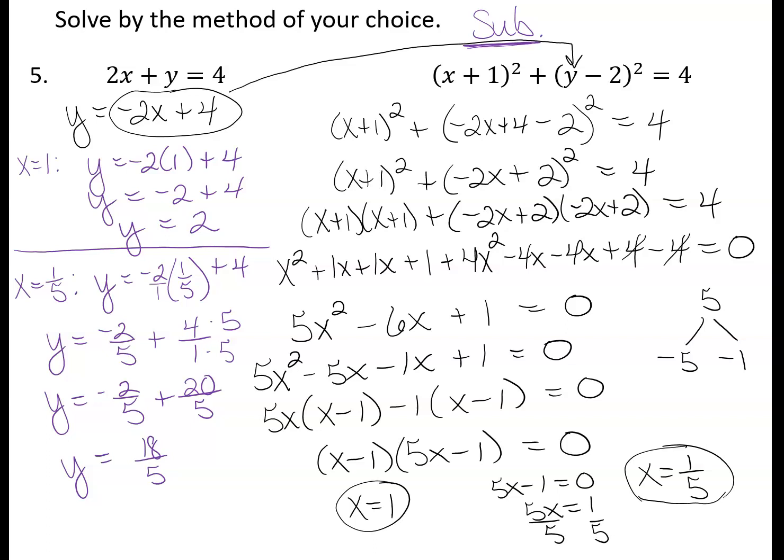So let's see if we can write down our ordered pairs. Kind of running out of room here. We might be able to fit it in at the bottom. When x is 1, y is 2. When x is 1/5, y is 18/5. So we've got 2 ordered pairs. Put the braces on. And that is our solution set.